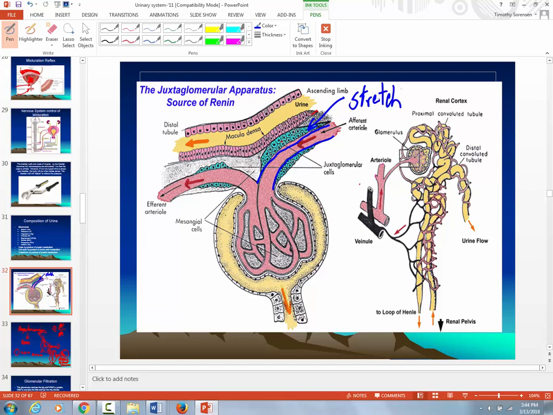So watch. Think of the afferent arteriole as like a little bicycle tire, right? If you lose air in your bicycle tire, the afferent arteriole will become flat, right? And as it flattens, those juxtaglomerular cells are connected to the afferent arteriole, so it's going to stretch those juxtaglomerular cells. If there's not enough pressure in your tire, it's going to go flat. If there's not enough pressure in the afferent arteriole, it's going to go flat. So when there is a drop in blood pressure in the afferent arteriole, it will stretch the juxtaglomerular cells, and those juxtaglomerular cells will release into the blood an enzyme called renin.